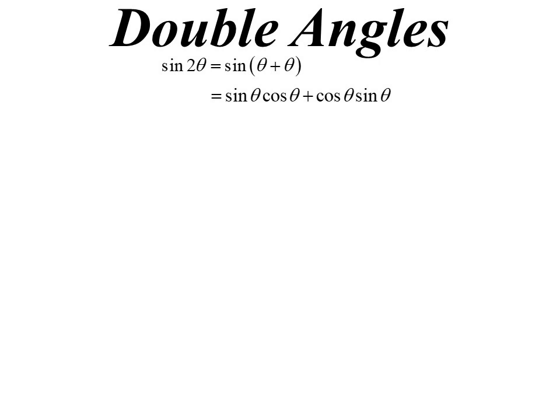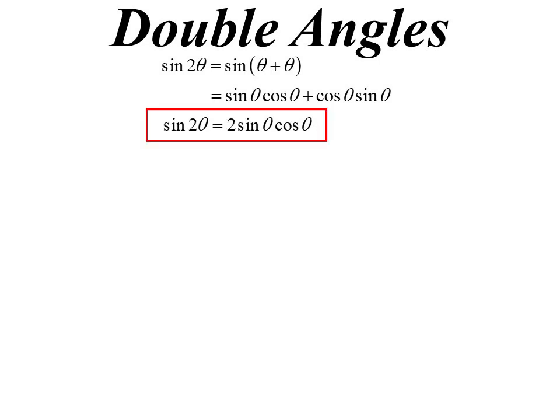But when I look at these, sine theta cos theta and cos theta sine theta, well, it's the same thing. The order that you multiply, it doesn't matter. So I could rewrite that as just simply 2 sine theta cos theta. So that's our relationship for sine 2 theta. So for cos 2 theta, same idea.